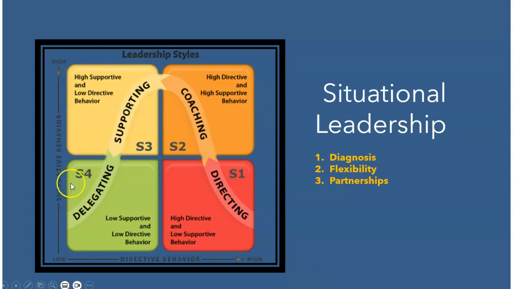And then as we move into the S4 quadrant, these are ideally where you want to get your people. Now, that's not to say we can't move backwards.